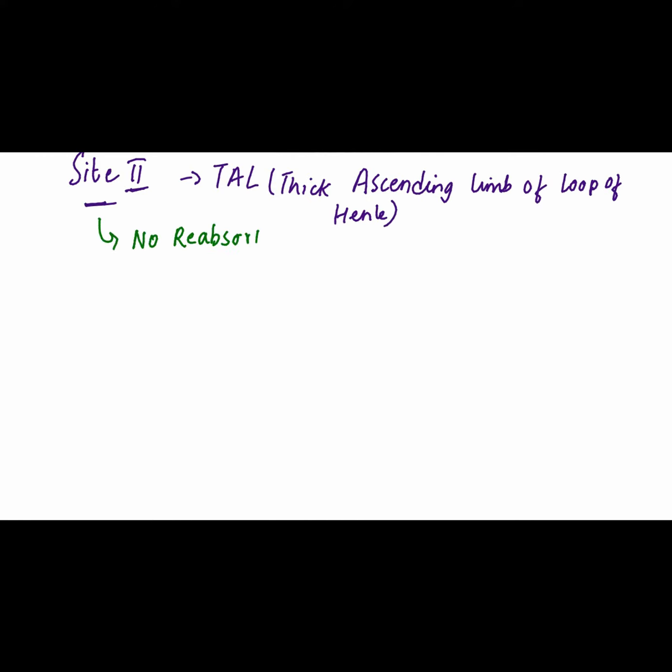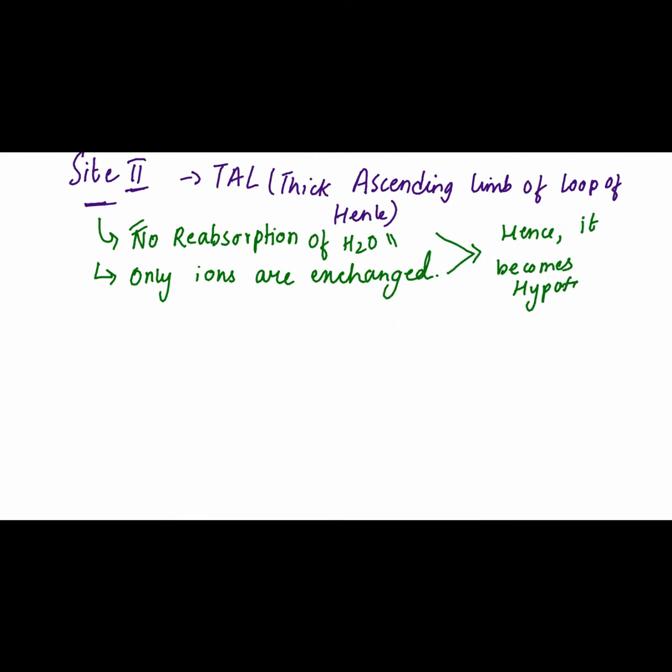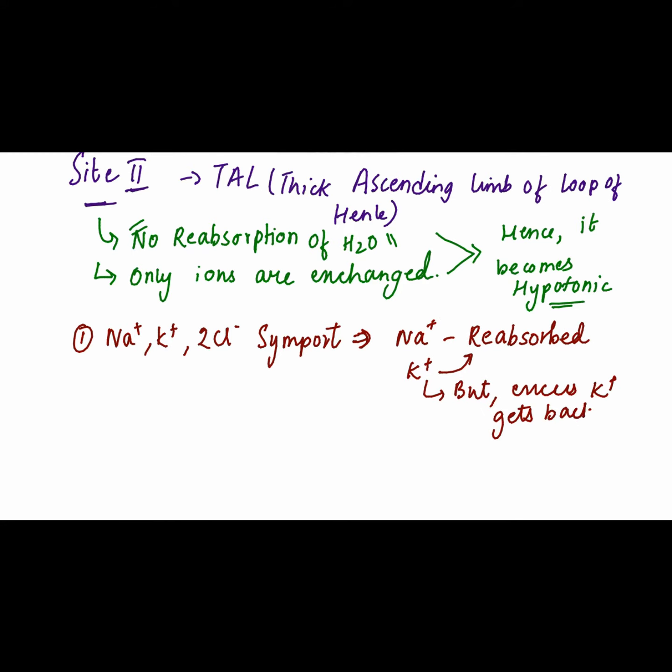Now let's see what is site 2, the thick ascending limb of the loop of Henle. Here, as I mentioned, there is no reabsorption of water, only ions are exchanged, hence it becomes hypotonic. So sodium is reabsorbed, potassium is reabsorbed, and positive ions in the lumen are increased, hence calcium and magnesium are removed out of the lumen. Now site 3, we have sodium and chlorine which are reabsorbed. Here sodium is forwarded to site 4.